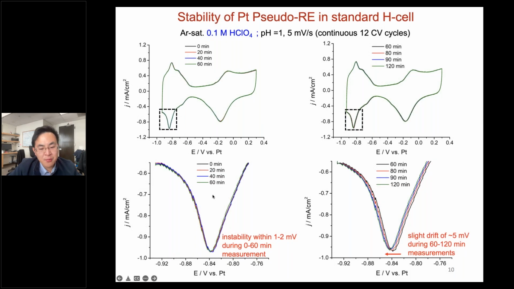For the first 1 hour, we see virtually no shift, and for the following 1 hour, we see a shift as small as 5 millivolts. So this tells us if the environment for this platinum reference is really stable, we can expect a very stable potential for the platinum reference electrode. This gives us some confidence, even though it is a pseudo reference, meaning not a real reference electrode, we do have a decent reference point in terms of applied potential.